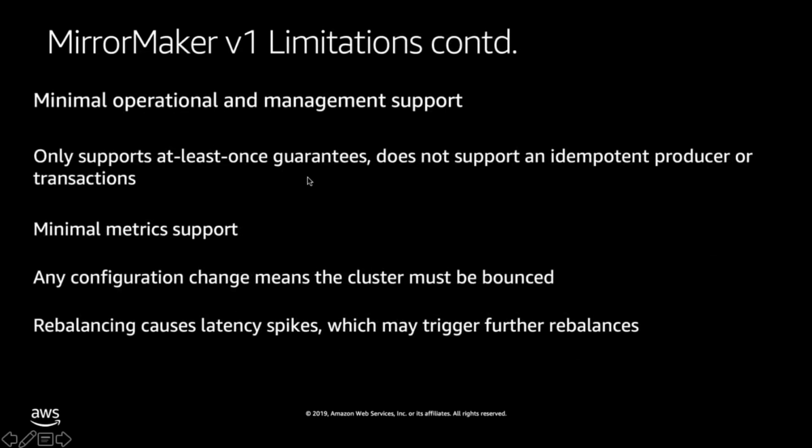Some more limitations. The configurations across multiple MirrorMaker machines, as we have talked about earlier, have to be manually synced, or configuration management tools employed, or shared storage used. It also does not support dynamic configuration changes, so MirrorMaker has to be restarted for any config changes. Also, rebalancing of the consumers in MirrorMaker pauses the replication, which can cause latency spikes, which in turn can then cause a chain reaction of further rebalances.